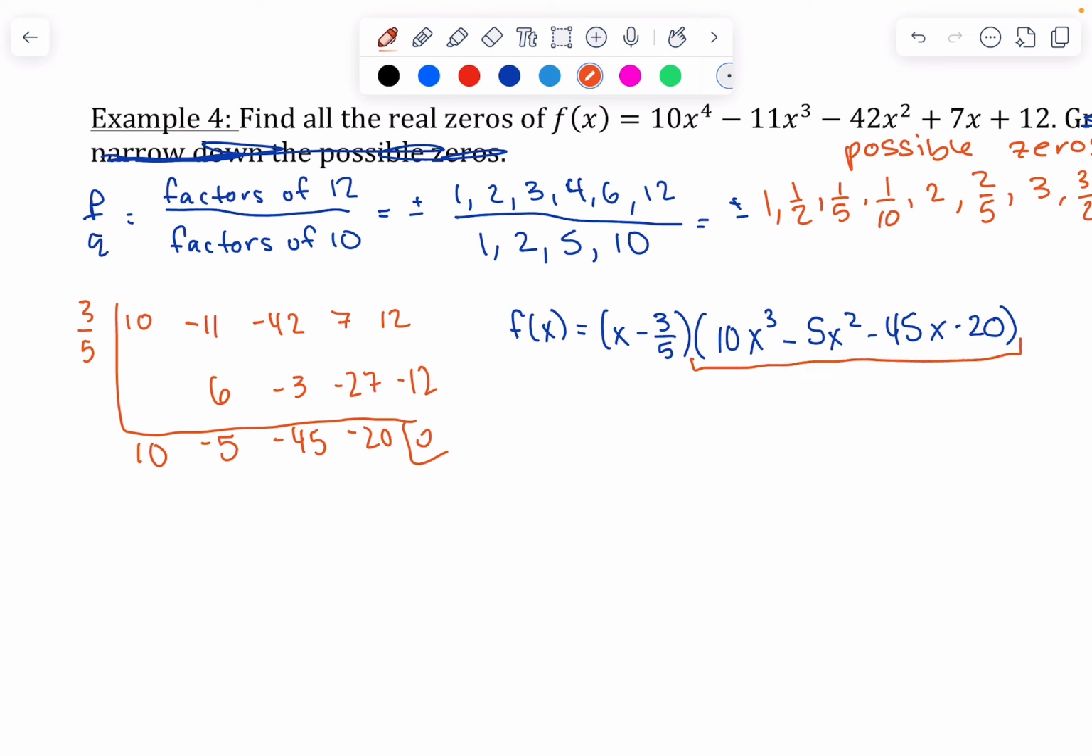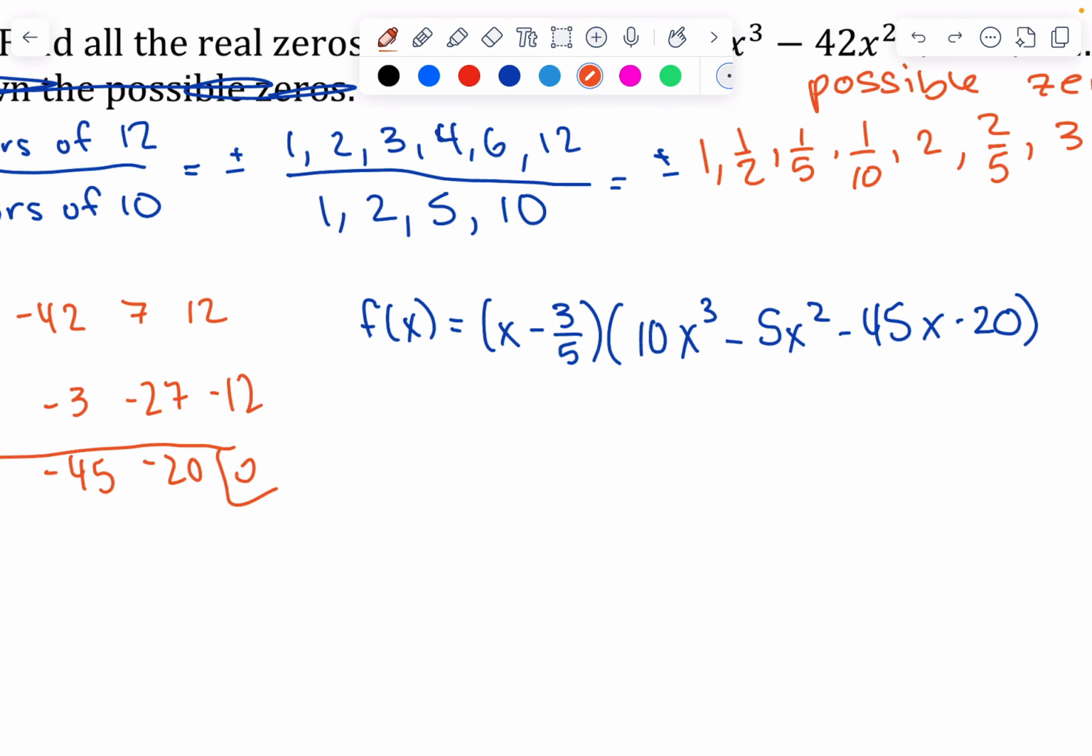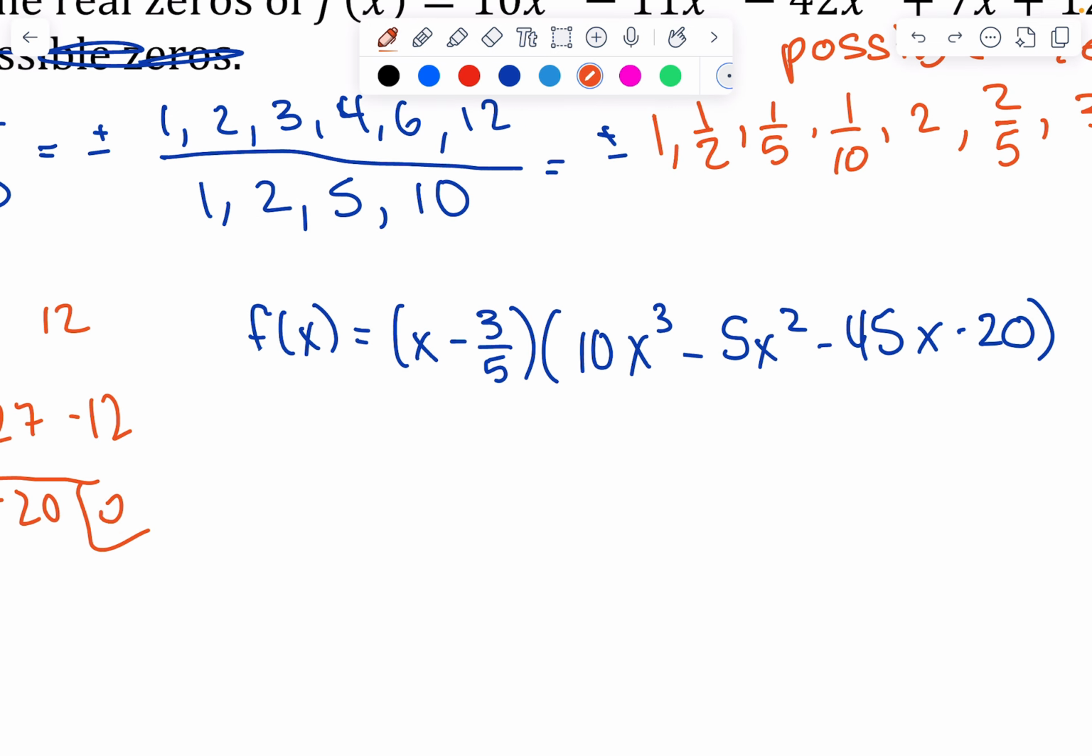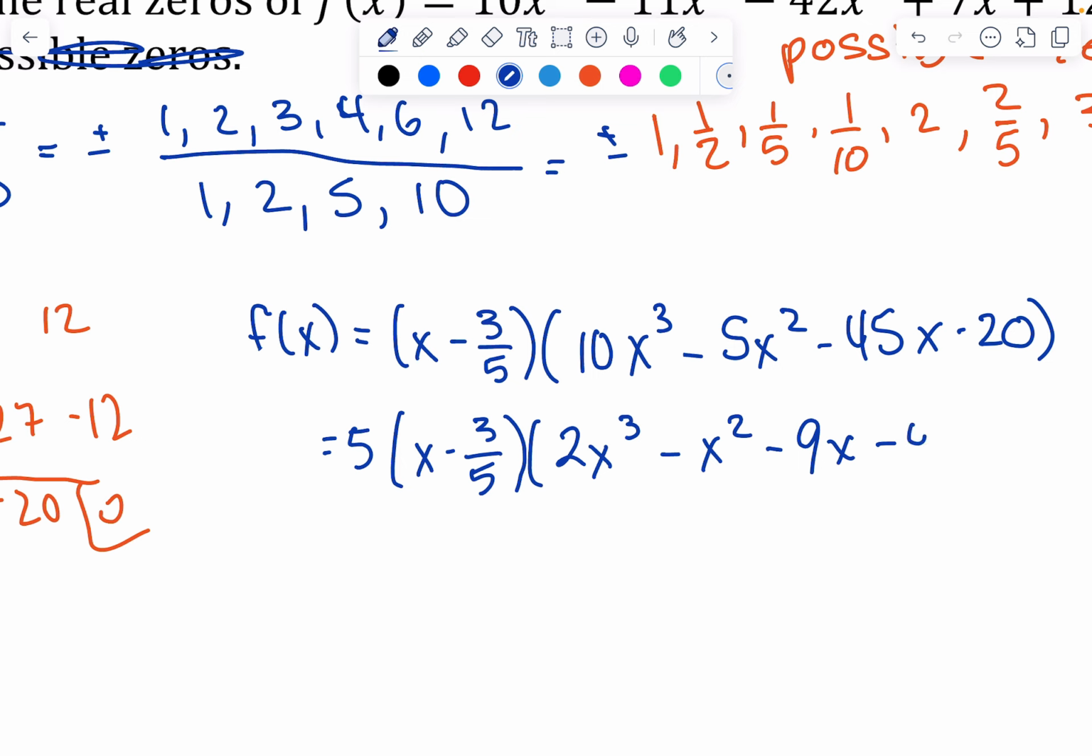Okay, so now let's keep factoring. This part can be factored further. You could try factor by grouping. It's not going to work. What will work is to pull out a GCF so that I can make my numbers smaller. So the GCF in this case is 5. So I'm going to pull out a 5, and I'll be left with 2x cubed minus x squared minus 9x minus 4.